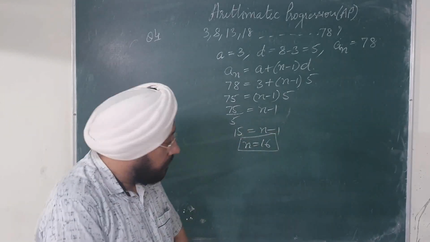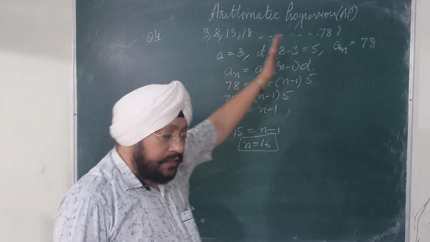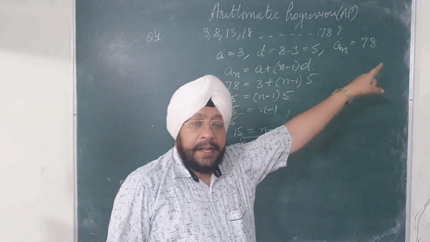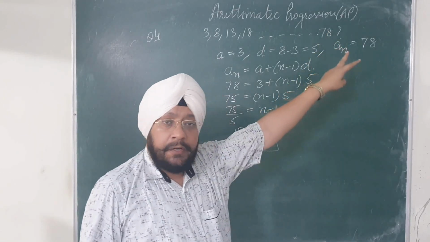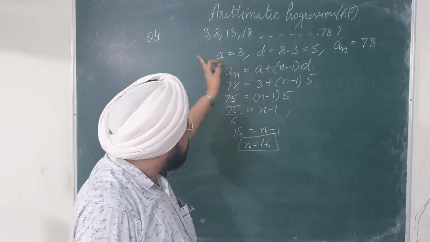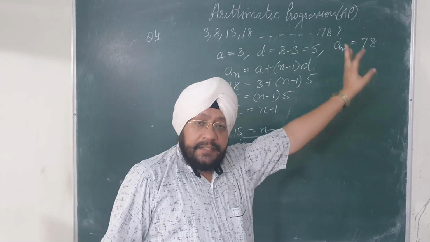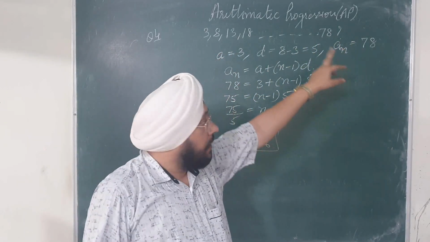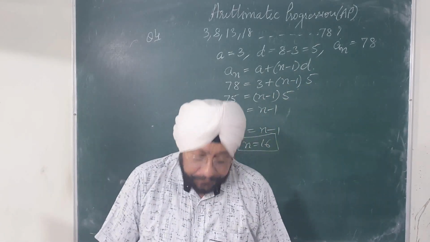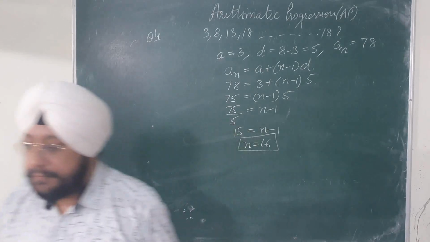So we get n equal to 16. So what does it mean? It means in this sequence, the 16th term will be equal to 78. So this is the position of that particular term 78. If this number is placed at the 16th place, or 16th number, we are having this 78. Clear? So it's okay. Now let's come to question number 5.